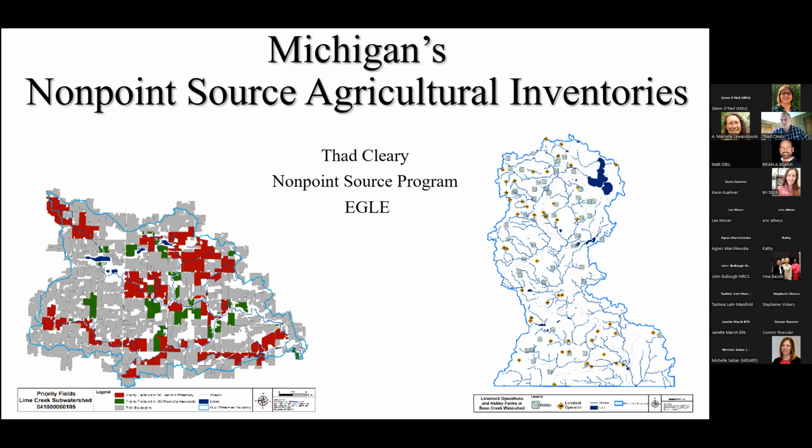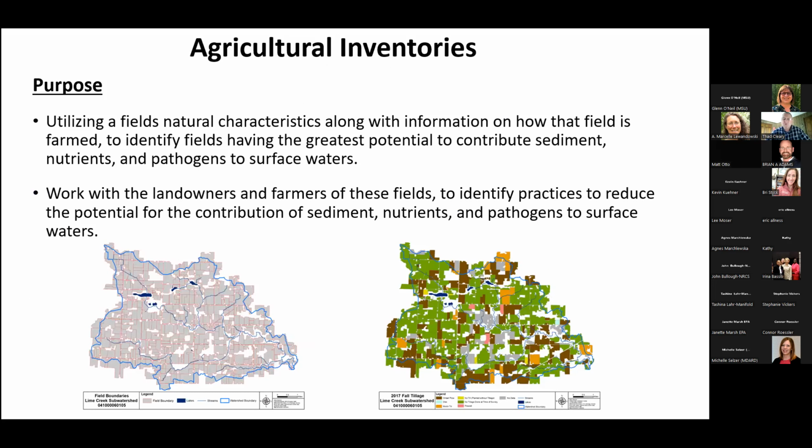And I think we've all heard and seen studies over the years that say a majority of our pollutant loadings come from a very small percentage of our land base out there. So that's where we went with this process, trying to collect information, including figuring out what the natural field characteristics of the cropland are, along with how that field is being farmed, to identify which fields have the greatest potential to contribute sediment, nutrients, and pathogens to surface water. And so this kind of gets to what Kevin was mentioning earlier as well.